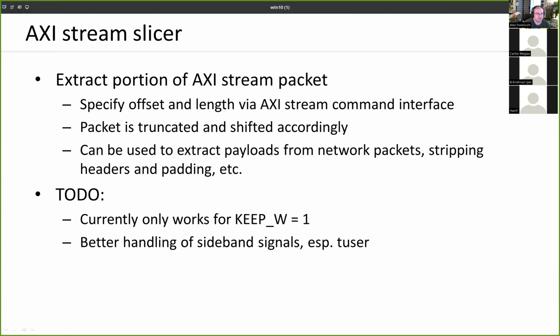Okay, the AXI stream slicer. I've talked about this before. The idea is it can pull out a portion of the AXI stream packet and shift things around as necessary. I don't have the shifting logic working properly, so it only works for one byte wide interfaces. But this is something that I've been working on, and hopefully that'll be finished up soon, so it can be used in things like the new network stack for extracting payloads. Not much else to say about that at this point because I haven't had time to work on it in quite a while, but I'm hoping to get that knocked out soon.